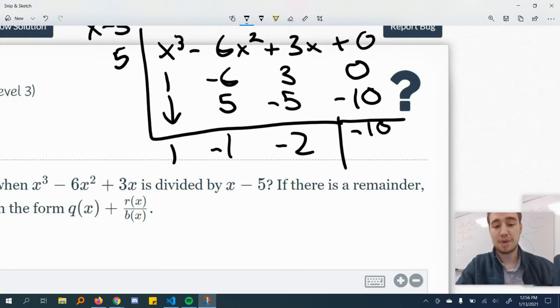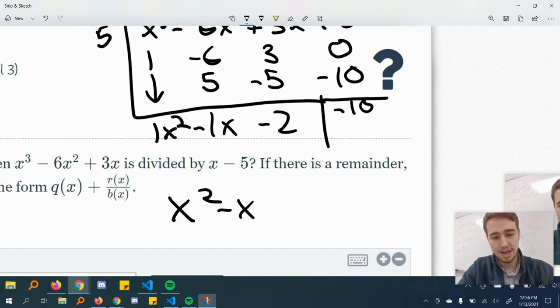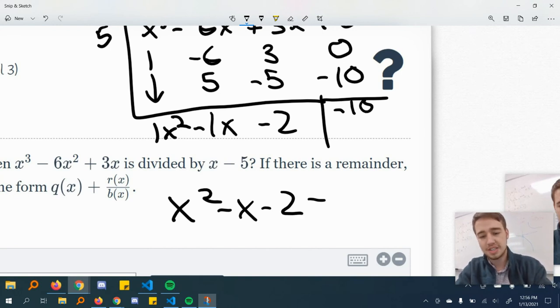So in a minute, we're going to see what actually needs to go here. We're going to plug in our powers like usual. We've got an x squared. So that actually is going to simplify to x squared minus x minus 2. But now we have this -10 over here. What are we going to do with it?